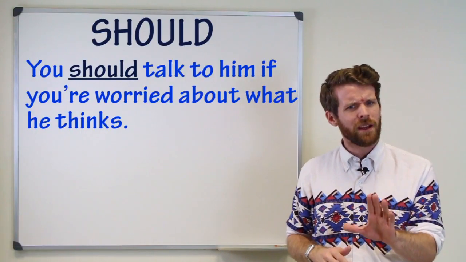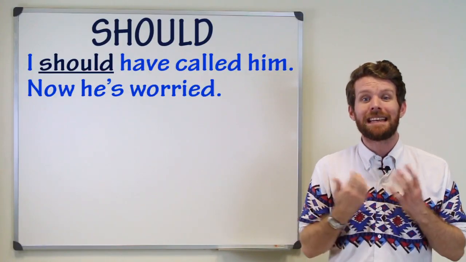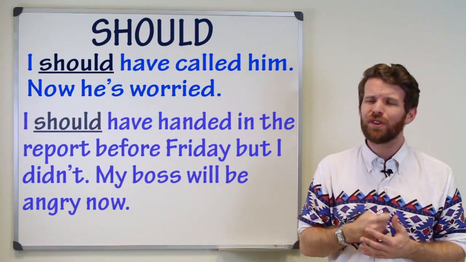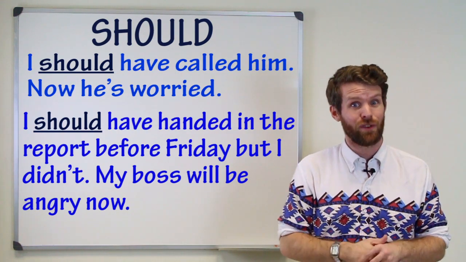Finally, let's look at the modal verb should. We saw earlier how should can be used as a weaker obligation or recommendation, but it also has other functions. It's commonly used to give advice. You should talk to him if you're worried about what he thinks. It can be used in the past to talk about something that didn't happen, but you wish it had happened. I should have called him. Now he's worried. I should have handed in the report before Friday, but I didn't. My boss will be angry now.